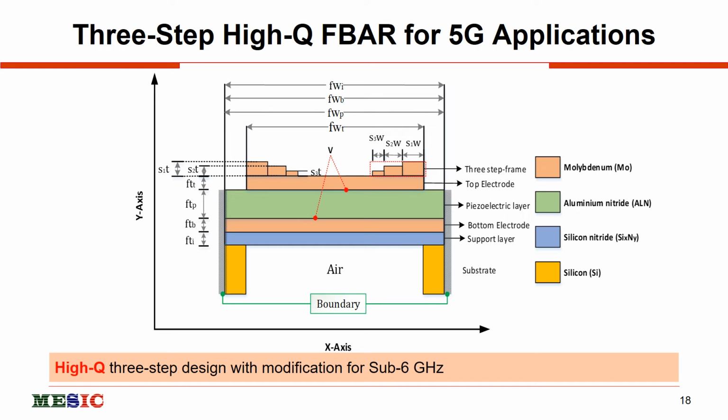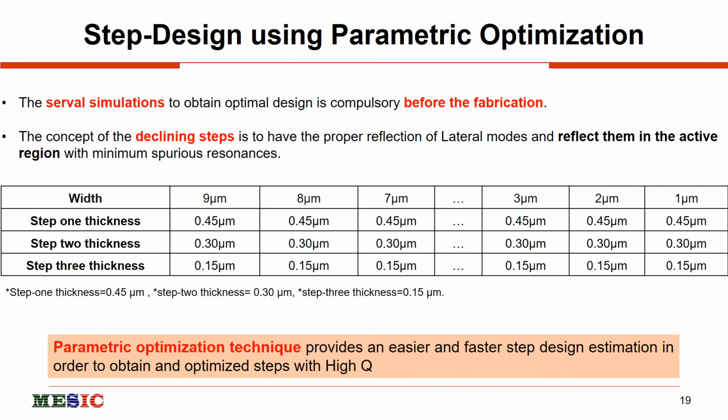This is the three-step high quality factor design for 5G application. This is the design of a high Q design, and that design can be used for sub-6 gigahertz. Let's see the parametric optimization. We have simulated the three-step design utilizing the edge putting technology at the edges of the electrode, and we have obtained a high quality factor, and these are some parameters of the device, the thickness and so on.